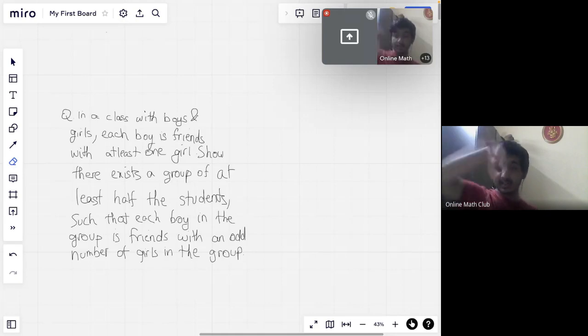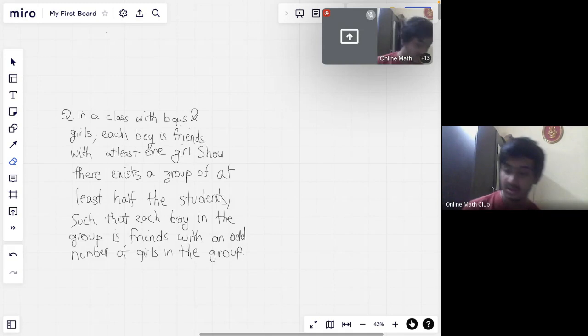Inside the group, among the boys and girls in the group, each boy is friends with an odd number of girls in the group. Inside the group, right? So you need to show that such a thing exists. Did you all understand the question?